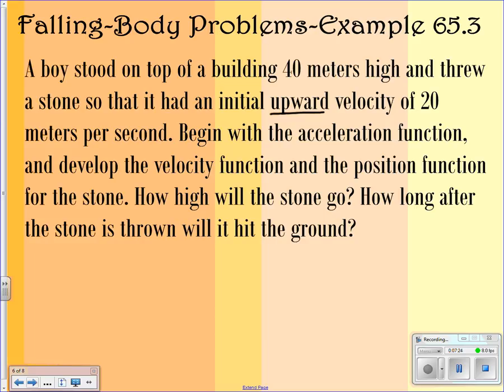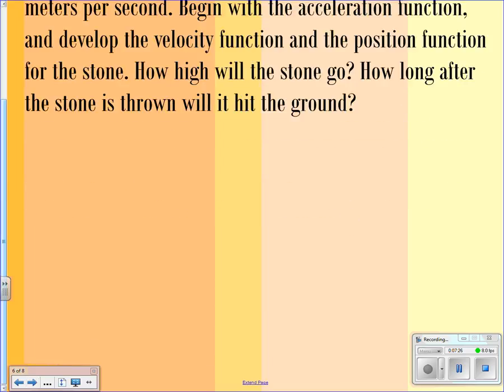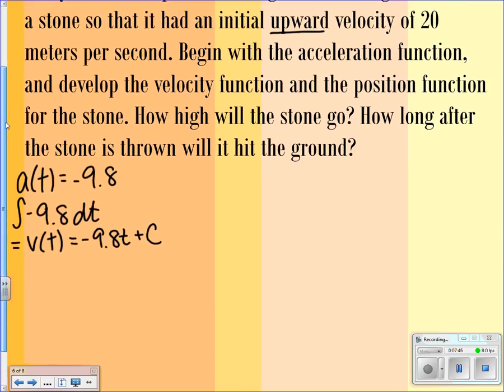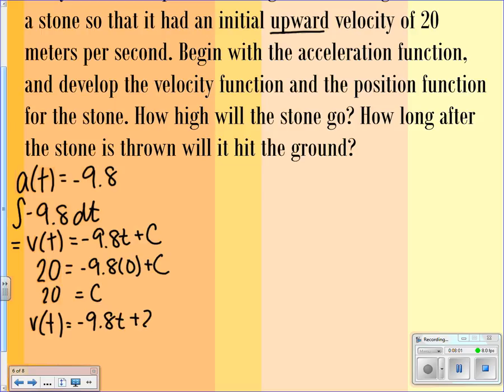So we're going to start with our acceleration, which is negative 9.8. And if you integrate negative 9.8 with respect to t, you get your velocity function, which is negative 9.8t plus c. Now it told us it had an initial upward velocity of positive 20 when our time was 0. So that means that our c is 20, and so our velocity function is negative 9.8t plus 20.